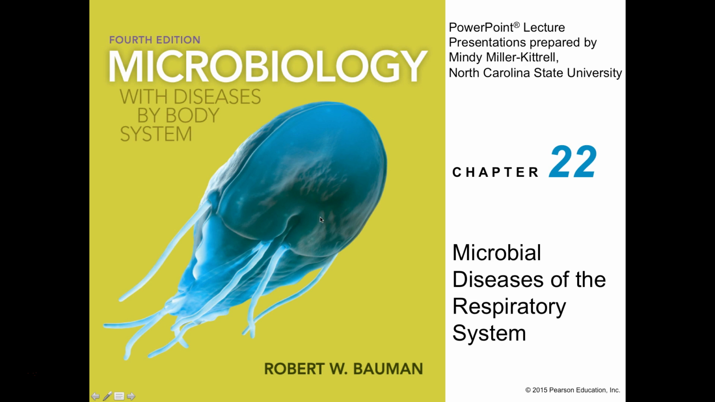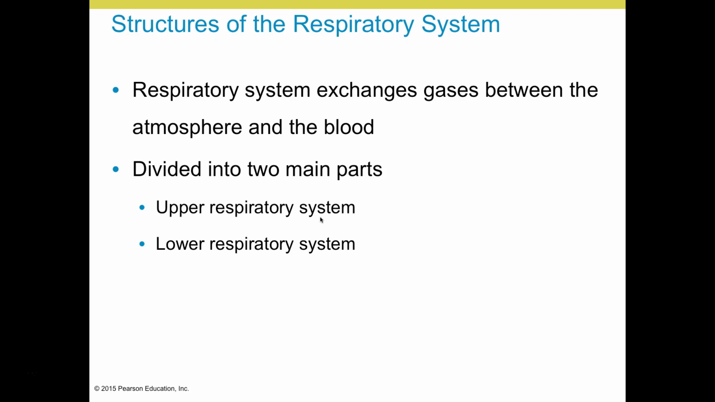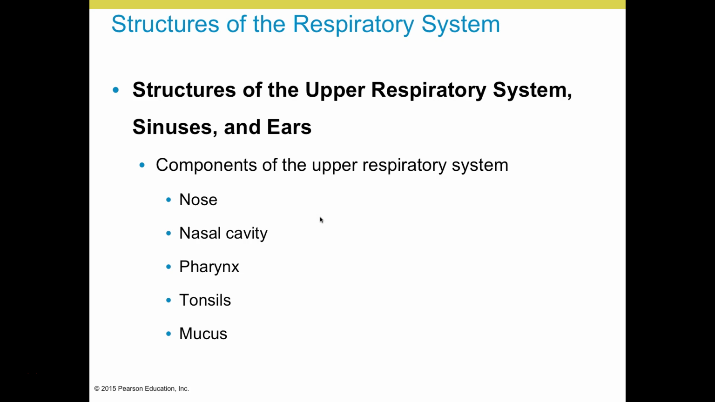This is lecture 8, the first part out of 3, and we'll start with chapter 22, microbial disease of the respiratory system. As you know, the respiratory system exchanges gases between the atmosphere and the blood. We have the upper and the lower respiratory system.